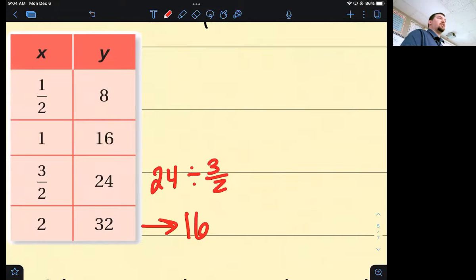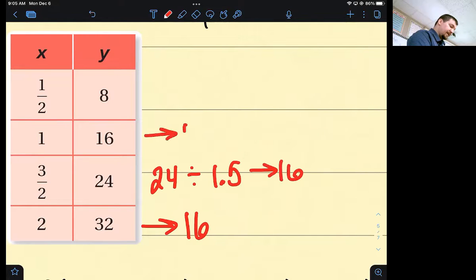3/2 is the same as 24. I was going to use keep change flip, but do you know what 3/2 is as a decimal? 1.5. So instead of using keep change flip, why don't we just call this 1.5? Does anyone have their calculator with them? Can you tell me what 24 divided by 1.5 is? I'm hoping we get 16, otherwise this stands no chance. 16. Okay, hang on. We'll finish this. 16 divided by 1 is 16. And then 8 divided by 0.5. I bet you a half goes into 8 16 times. What do you think? Yeah.